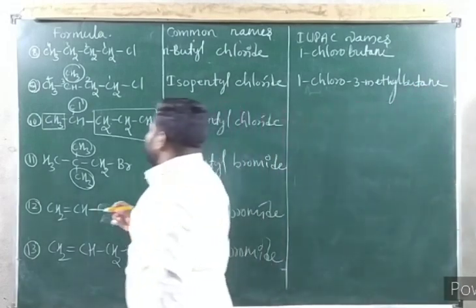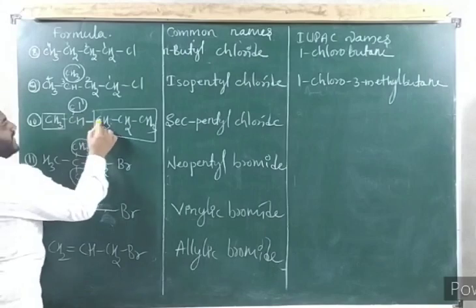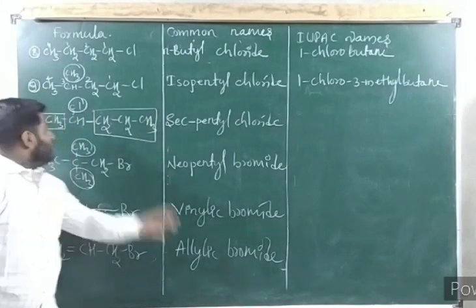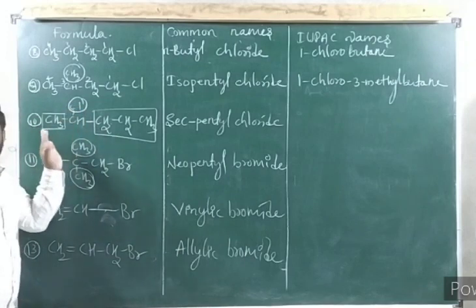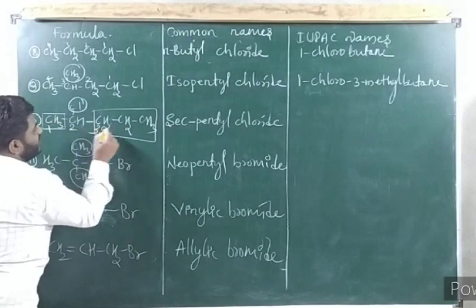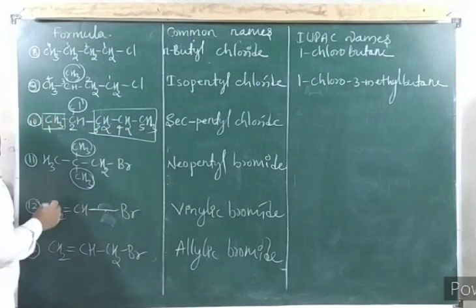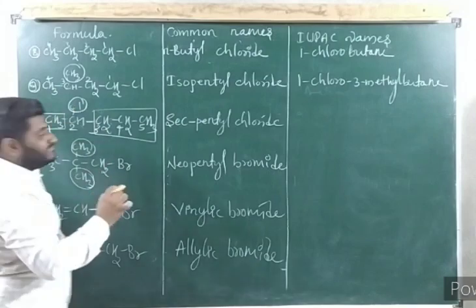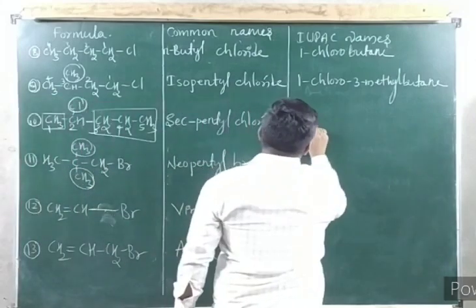Now see. 1, 2, 3, 4, 5 or 1, 2, 3, 4, 5. Two possibilities are there. But halogen is present at the left hand side. So numbering should start from the left hand side. 1, 2, 3, 4, 5. Second position what is there? Chloro. So 2-chloro-pentane. What is the name? 2-chloro-pentane.